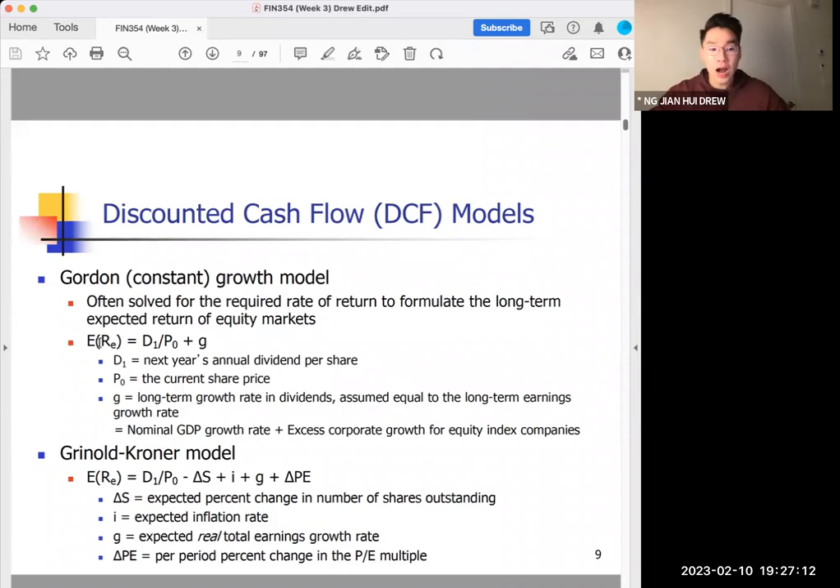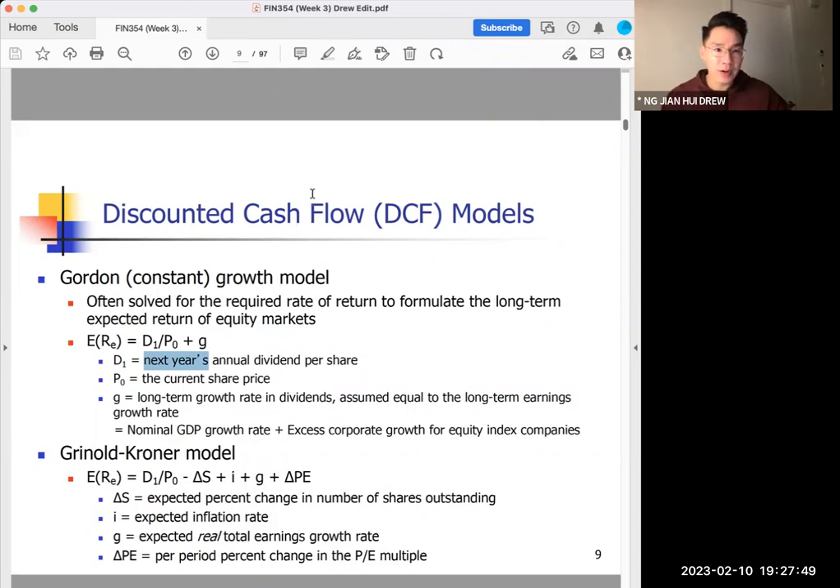So R_E, which is the expected return on the stock, is given by D1 divided by P0. D1 is the dividend next year. This is very important, and I highlight again, it is the dividend next year. So if you are given D0, which is the dividend now, you need to multiply it by 1 plus g. g is the growth of the dividend, so how fast the dividend grows. So you need to do 1 plus g.